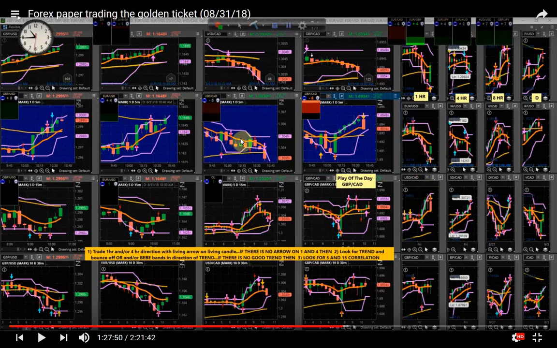Same with the UCAD, that started with a 5, if you remember. Didn't have these until late on in the trade, but because we were right outside the BB bands, we trusted the 5-minute signal with that 15-minute signal there, and look what it did. That's a 42 pip move.